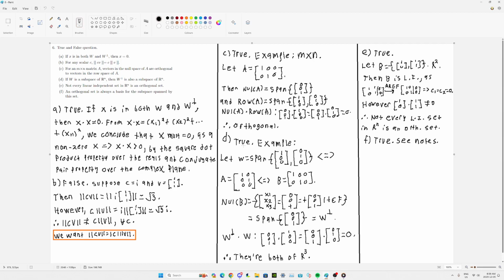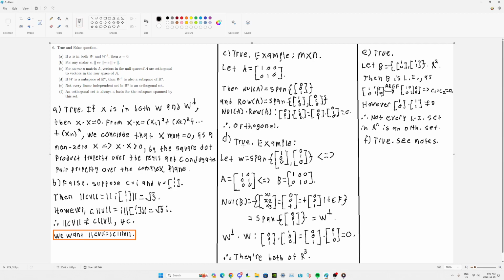We conclude that x must equal 0, as a non-zero x would imply that x dot x is equal to the first element squared plus the second element squared, and so on. That's going to imply that x dot x is greater than 0. Because the property of our dot product, complex or real, is such that we have the square dot product property over the reals and the conjugate pair property over the complex plane. If it's non-zero, it must be greater than 0. Basically going to use that.